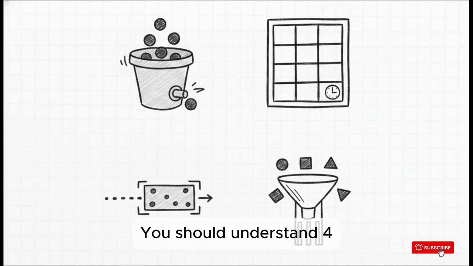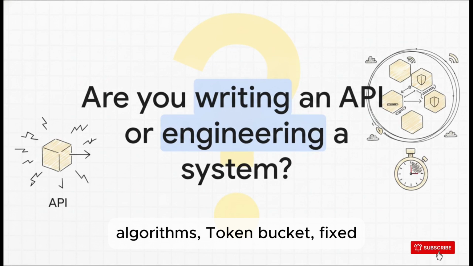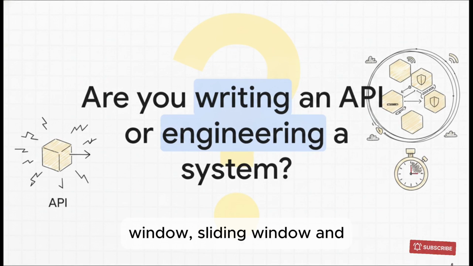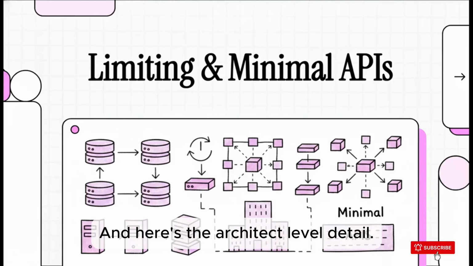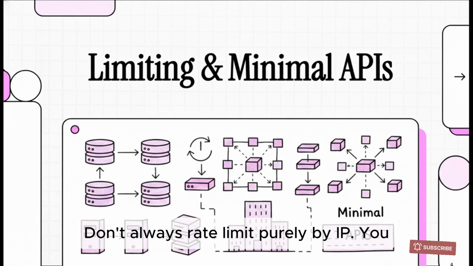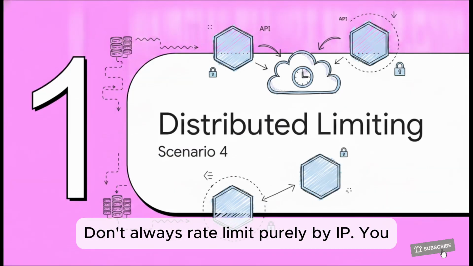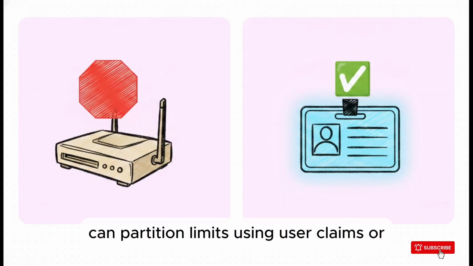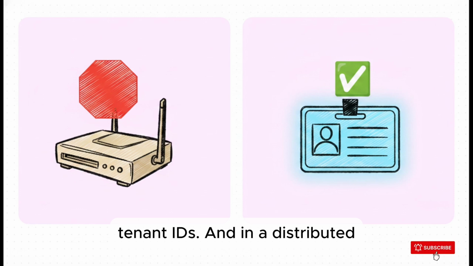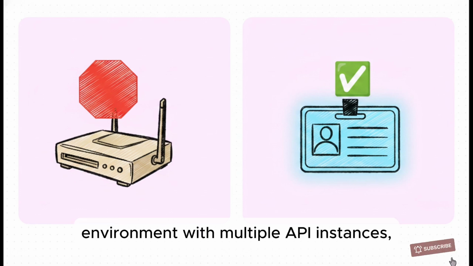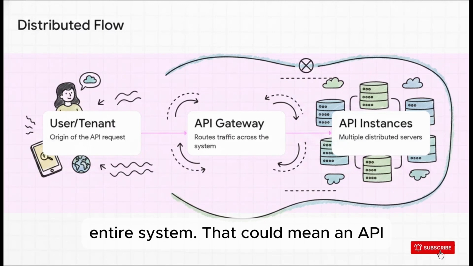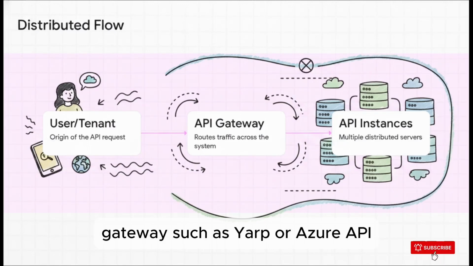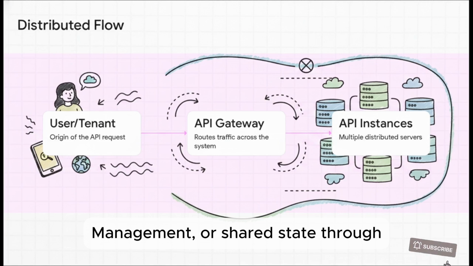You should understand 4 algorithms: token bucket, fixed window, sliding window, and concurrency limiter. And here's the architect-level detail. Don't always rate limit purely by IP. You can partition limits using user claims or tenant IDs. And in a distributed environment with multiple API instances, you need a strategy that works across the entire system. That could mean an API gateway such as YARP or Azure API Management, or shared state through Redis.